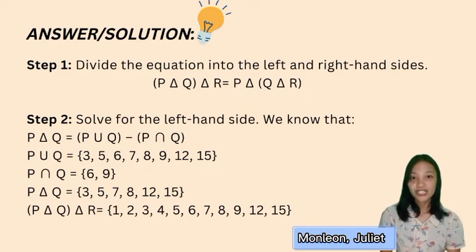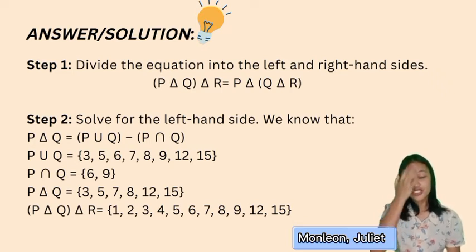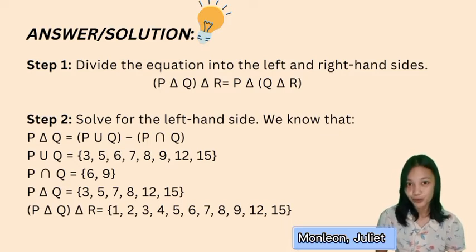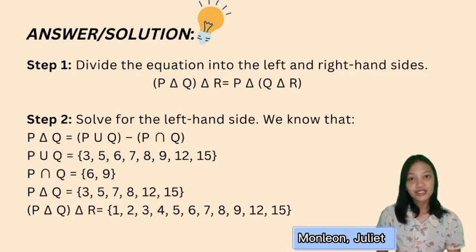So shown on your screen is how we divided the equation. The next step, which is step 2, is to solve for the left hand side, and we know that P delta Q is equal to P union Q minus P intersection Q. P union Q is equal to 3, 5, 6, 7, 8, 9, 12, and 15, while P intersection Q is equal to 6 and 9.